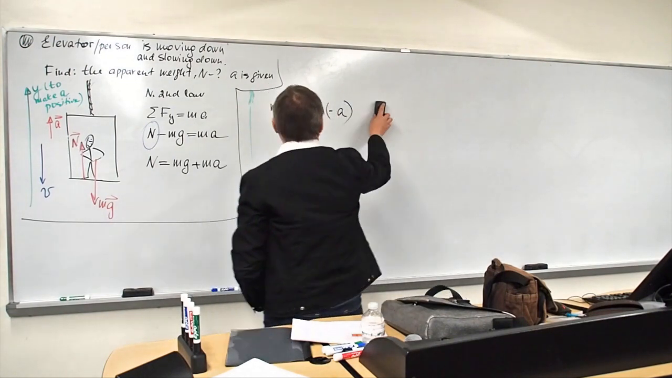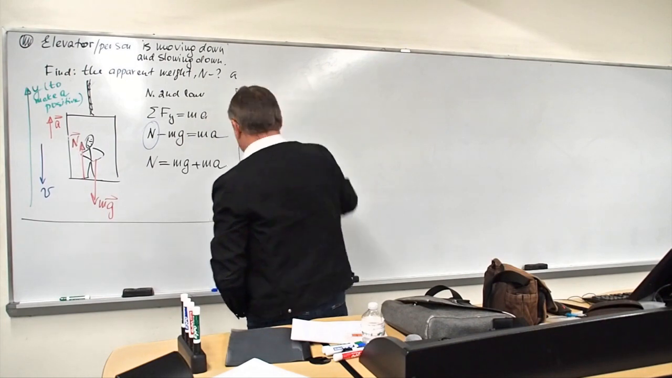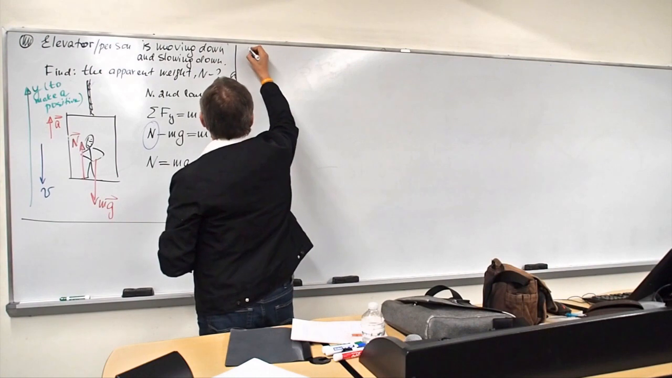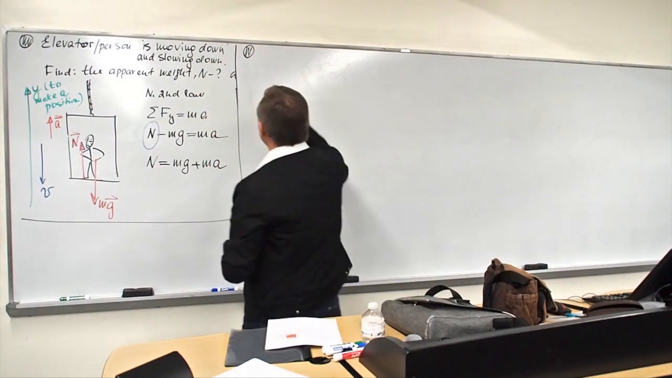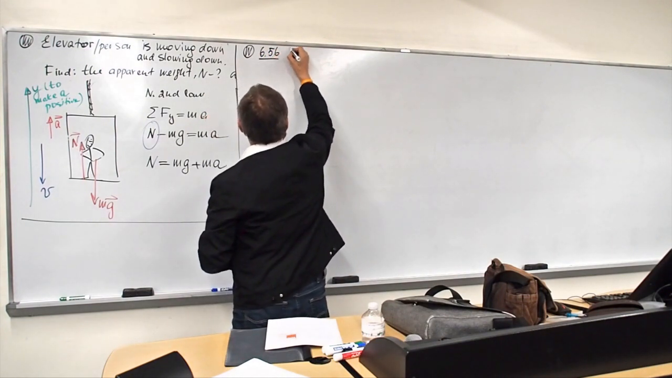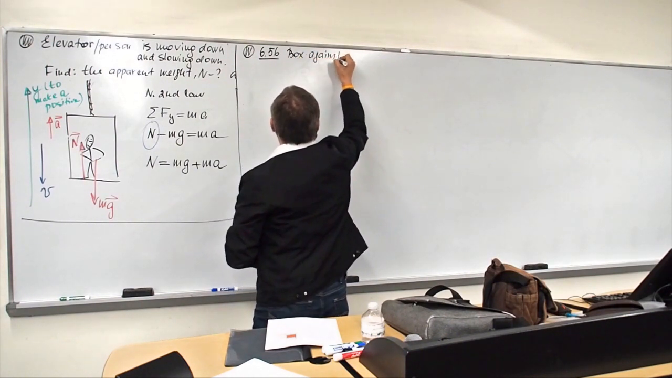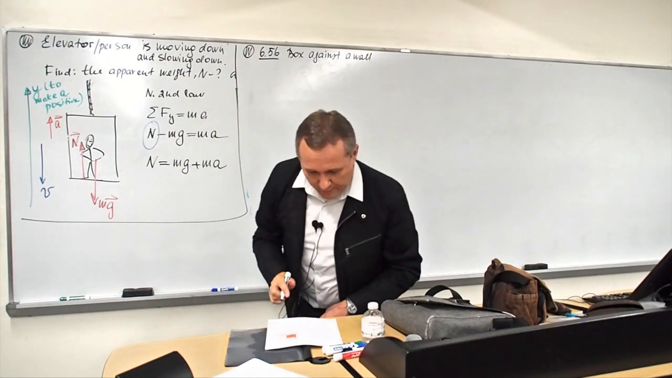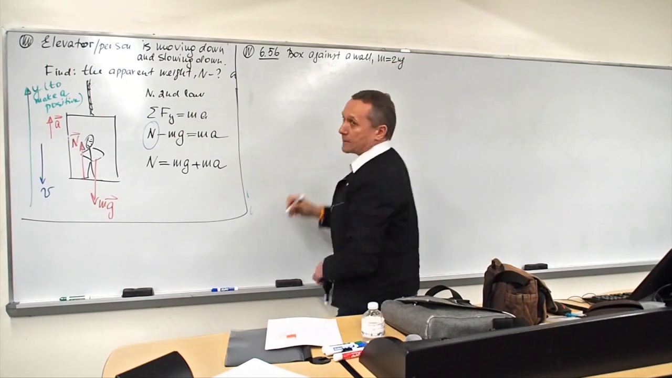Let's just discuss this. Erase up to this point. Actually it's a problem from the book, 656. It's a box against a wall. The mass of the box, I think, is given. Yeah, mass is 2 kilograms.